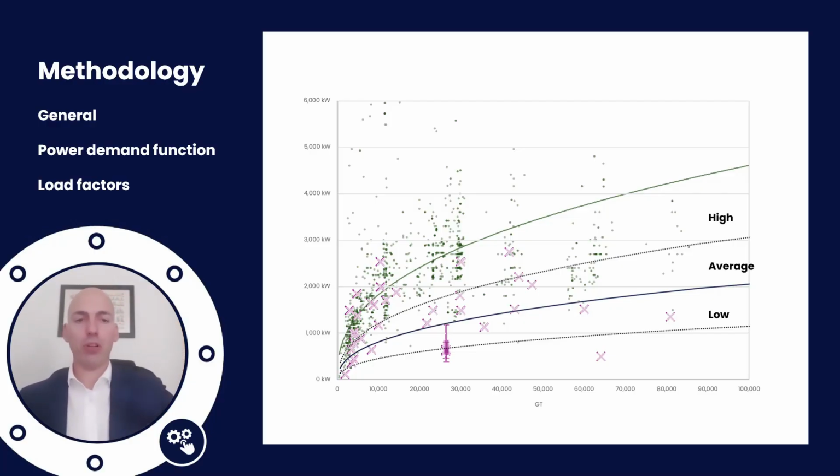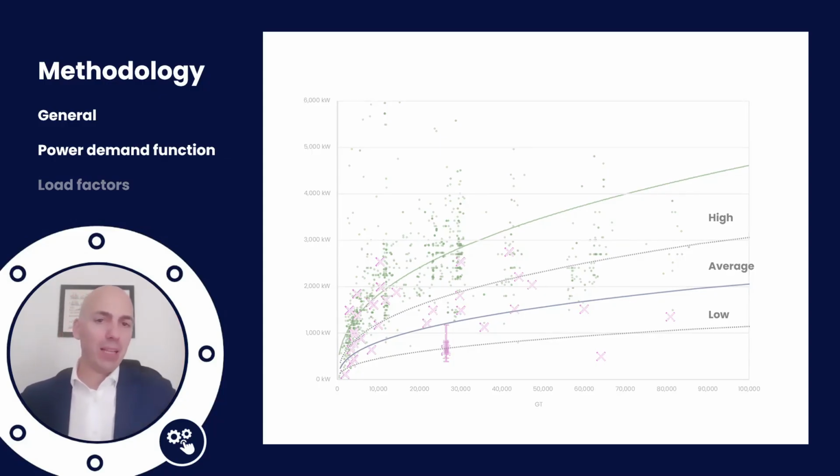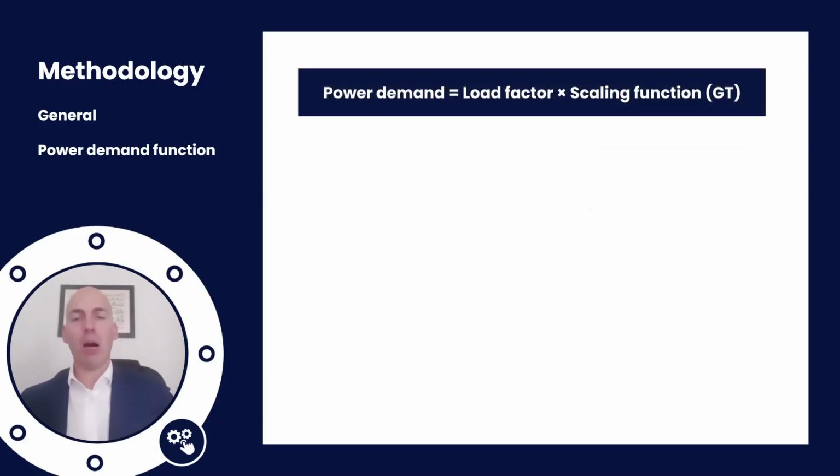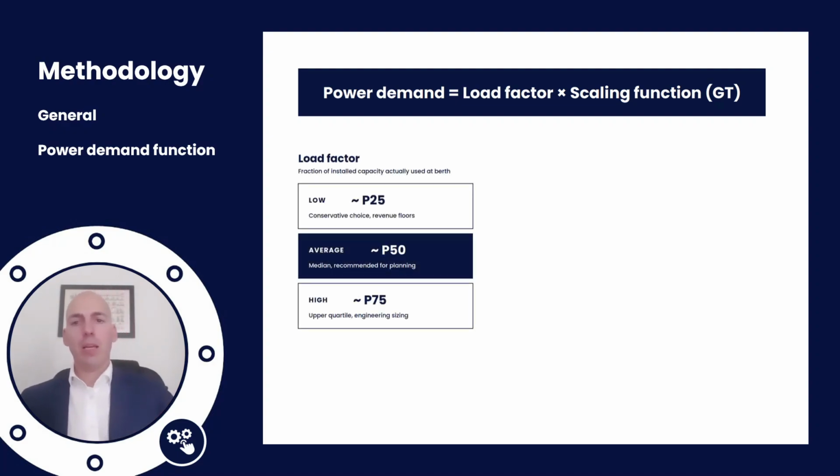We have high, we have average, and we have the low load factors. Scaling functions, load factors. And basically that's it. We put in a lot of data, but the power demand of a ship, we say, is a load factor multiplied with a scaling function, which is a function of GT. We say percentiles, estimates, confidence, etc. There are some statistics, but there's no truly statistical analysis in play here that we have used. But that's mostly because, well, we lack the time to do it properly. That will take a lot more time, and we might do so in the future.